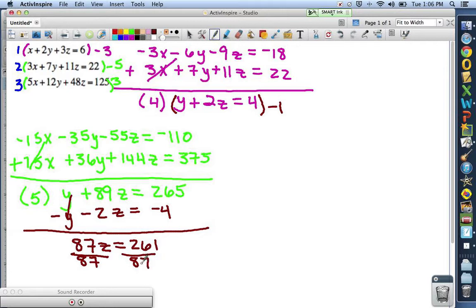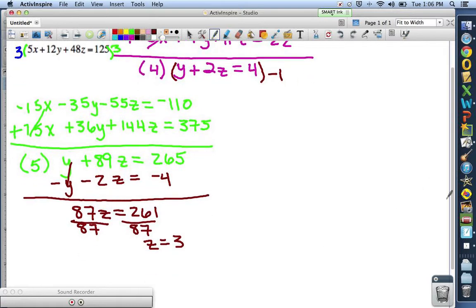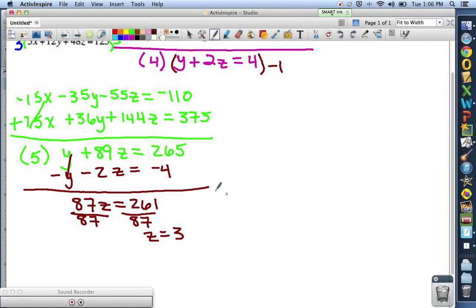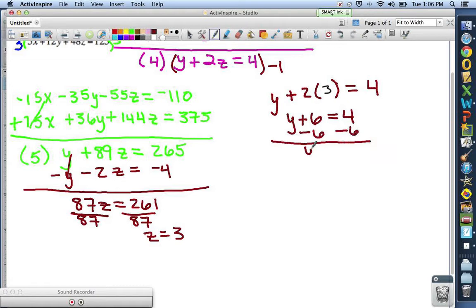Now if you notice in this equation there's not just one variable but 3. So far we have the z. The next step would be to solve for y. Y can be solved for by equation 4. We'll take z equals 3 and put it into equation 4. So equation 4 now becomes y plus 2 times 3 equals 4. Y plus 6 equals 4. And by subtracting 6 on each side, y equals negative 2.